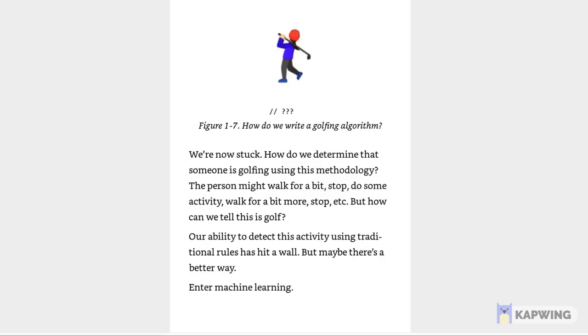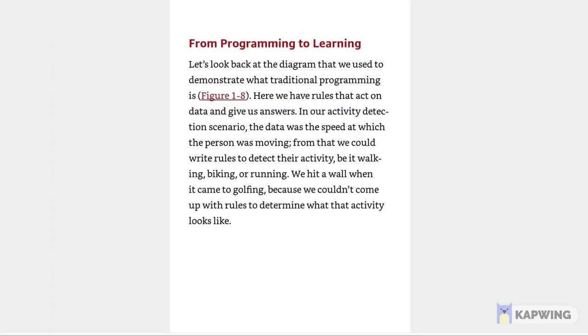But maybe there's a better way. So, enters machine learning. From programming to learning, let's look back at the diagram that we used to demonstrate what traditional programming is. Here we have rules that act on data and give us answers. Now what we did earlier was, in the algorithm, we were giving the rules that if the speed is this, then she or he is biking or walking or running. And if the speed increases, then they might be doing some kind of other activity.